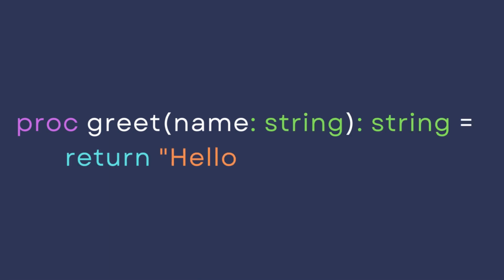To assign types to the return type of a procedure, we use the type syntax after the argument list. For example, if we wanted to define a procedure that returns a string, we would write this. In this example, the greet procedure takes a single argument, name, of type string, and returns a string that says, hello, followed by the value of the name argument.